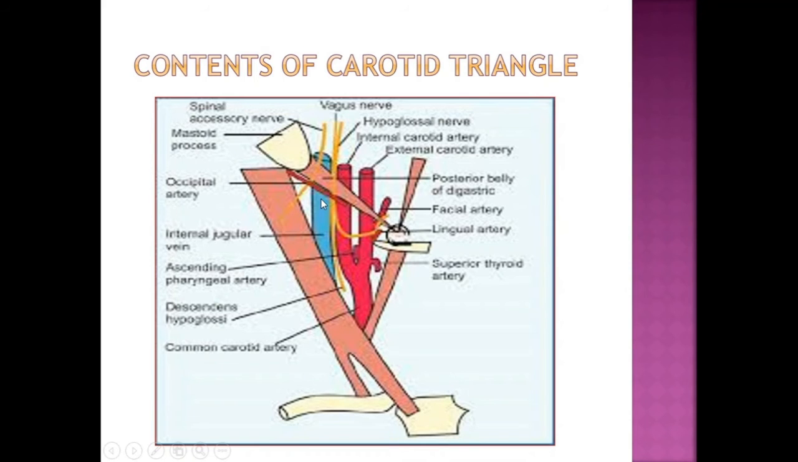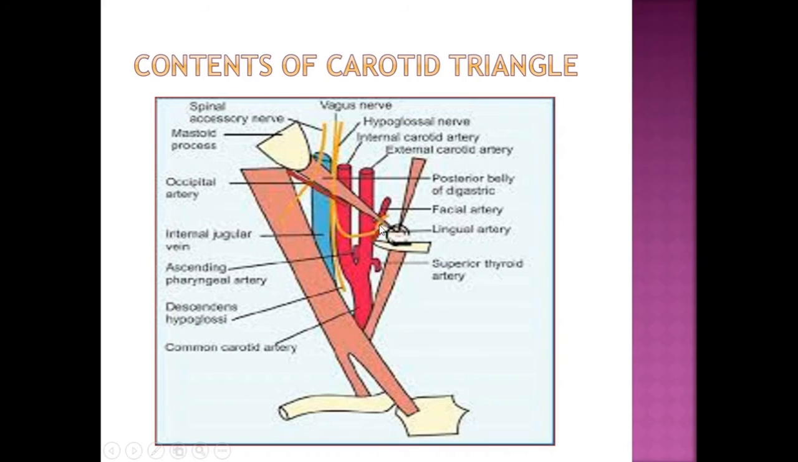Again, we have to see the contents of the carotid triangle in this: common carotid artery, external carotid artery, internal carotid artery. So this is the internal jugular vein. So all these structures are inside the carotid sheath. In the carotid sheath, artery is medial and vein is lateral. Vagus nerve is in between and behind.